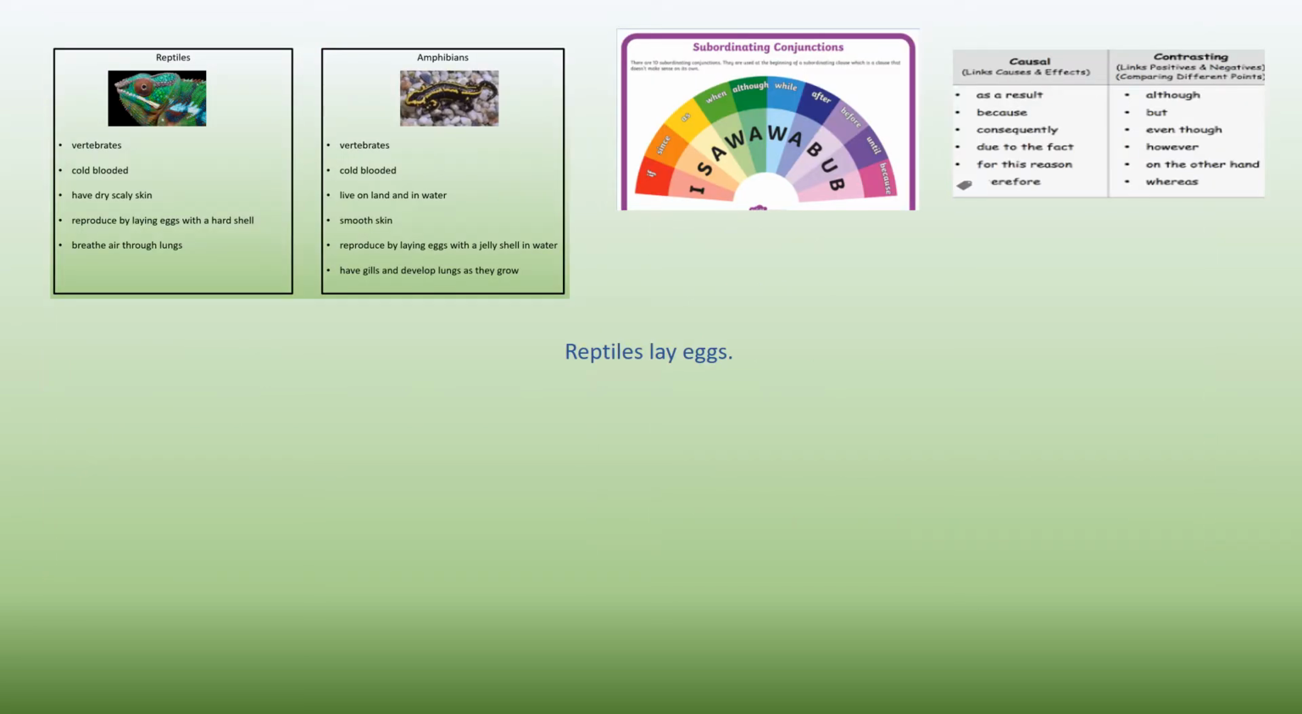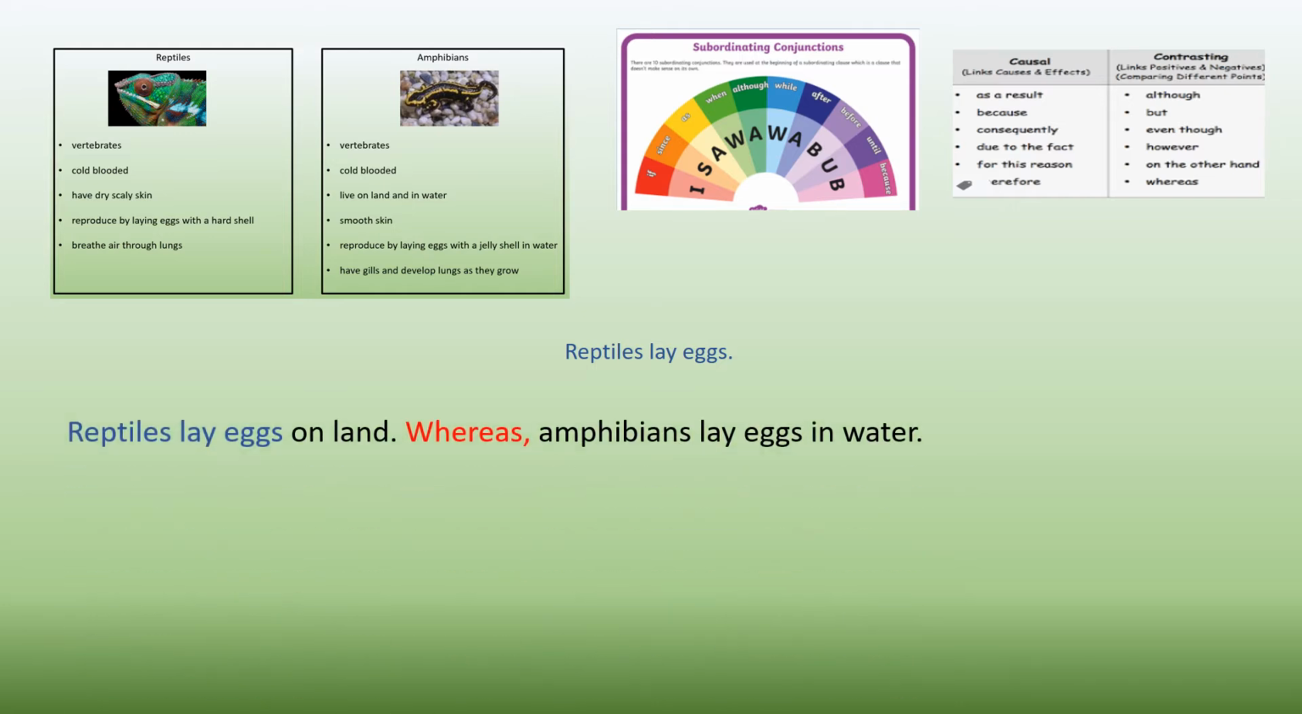I've started off here with a kernel sentence. Reptiles lay eggs. I now want to use my conjunctions to show how reptiles laying eggs is different from the way amphibians lay eggs. Here, I've used my kernel sentence, which is in blue. I've added extra information, shown in black, and my conjunction in red. Reptiles lay eggs on land, whereas amphibians lay eggs in water. I've used my conjunction to show how the two are different.